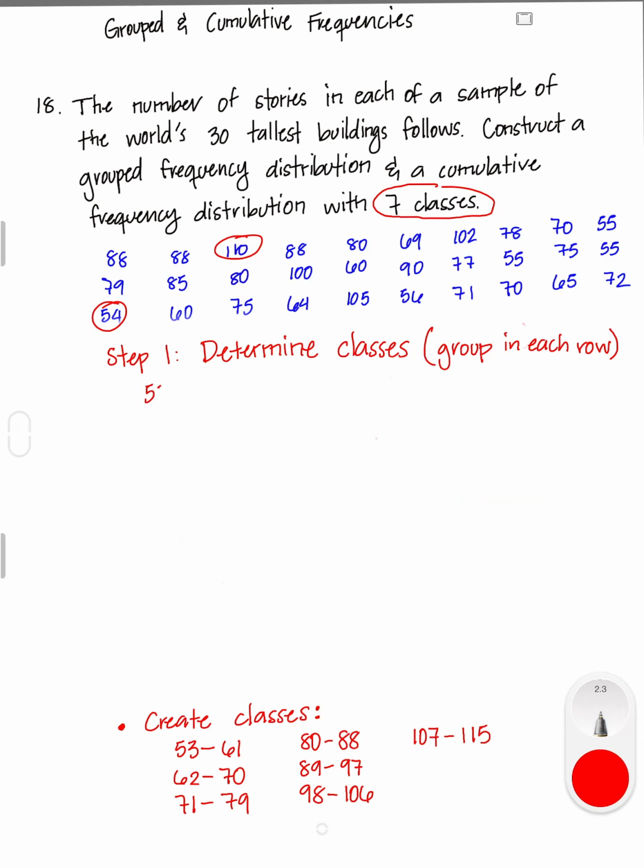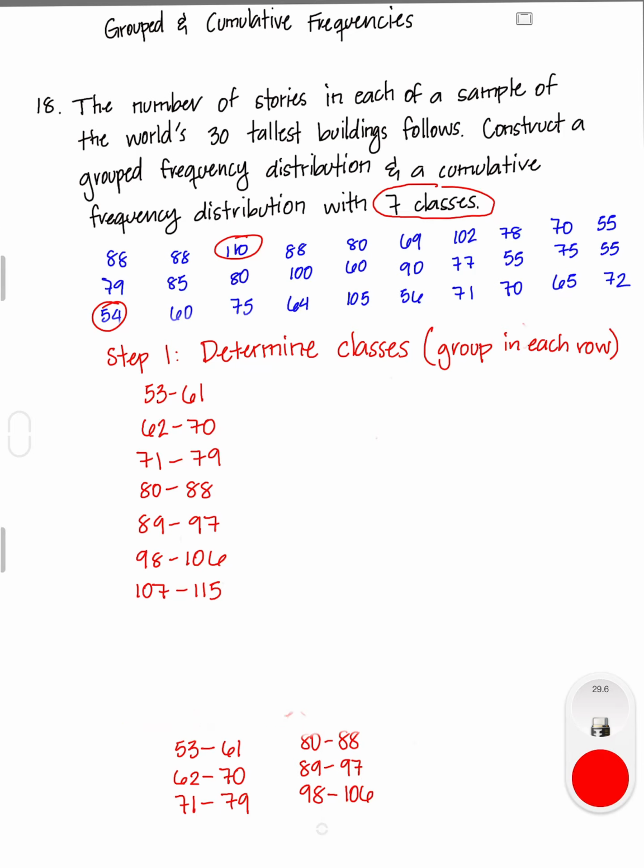So we have 53 to 61, and then 62 to 70, 71 to 79, 80 to 88, 89 to 97, 98 to 106, and 107 to 150. Well, now I can get rid of this part at the bottom too. So those are our classes.